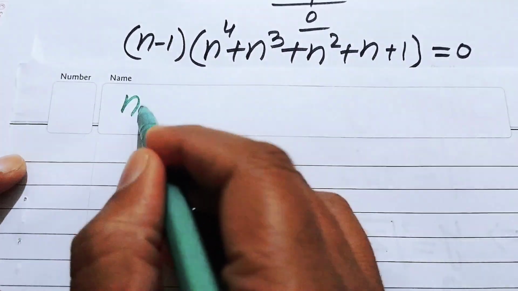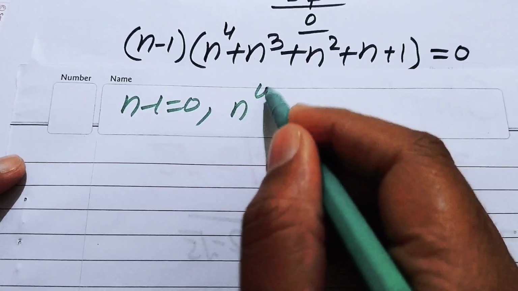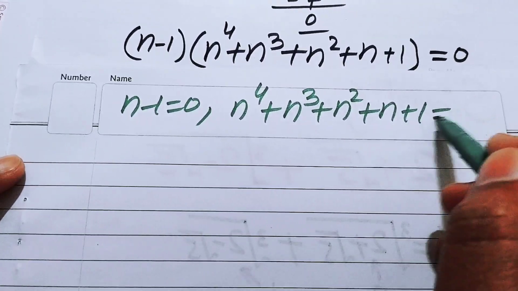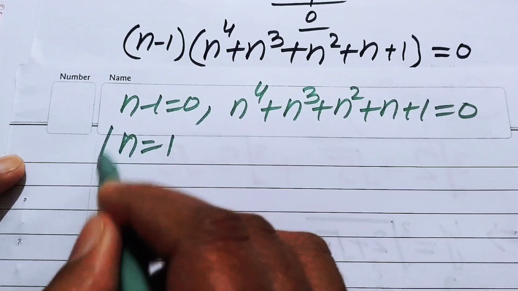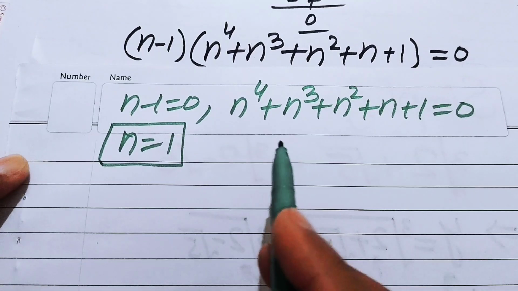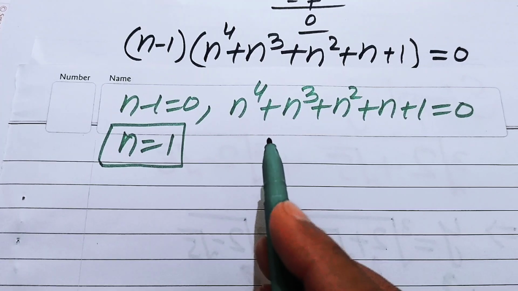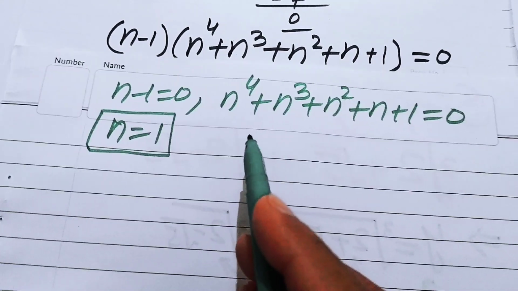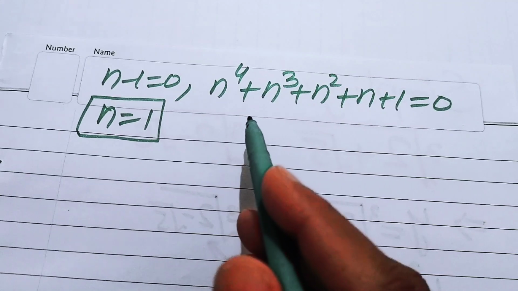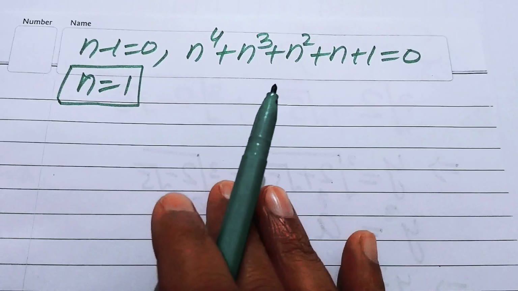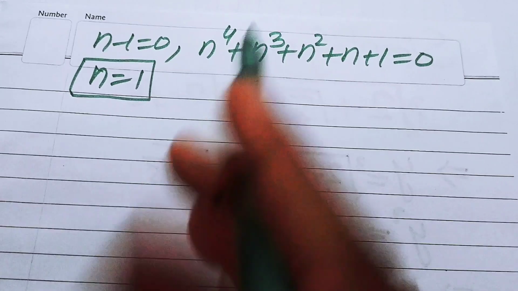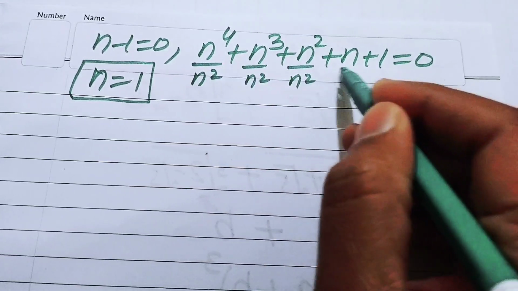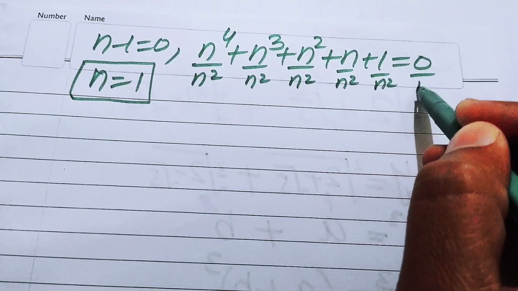Our first case is we write n minus 1 equals 0, and the second case is we write n to the power of 4 plus n cubed plus n square plus n plus 1 equals 0. So in the first case you get the value of n is 1, and now we solve the second case. We will first divide each of the terms by n square, so that after dividing each term by n square, we will obtain the output in this form. So here we first divide each term by n square on both sides.